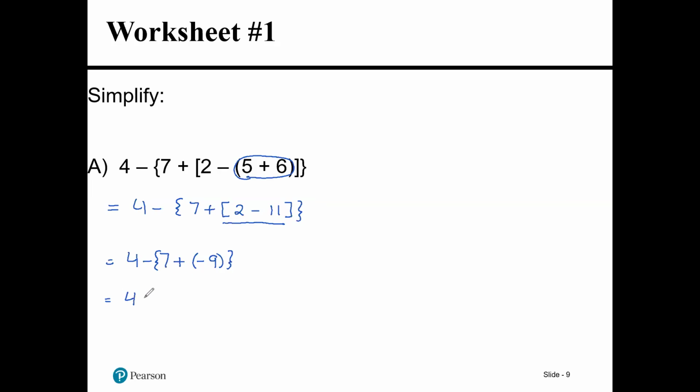So now my innermost grouping, 4 minus, we're going to make our brace, 7 plus -9, so that's going to be -2. So we got 4 minus -2. So a negative and a negative becomes a positive if you don't remember. So that becomes 4 plus 2, which is going to equal 6.